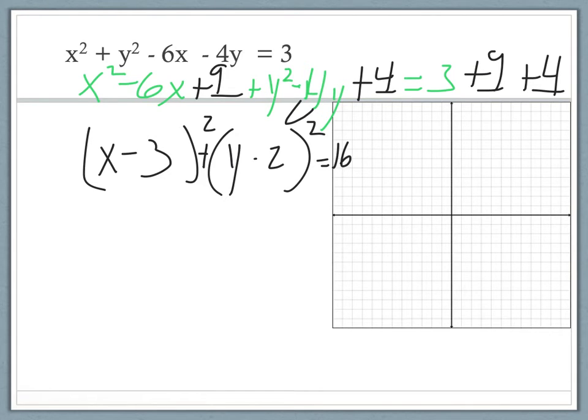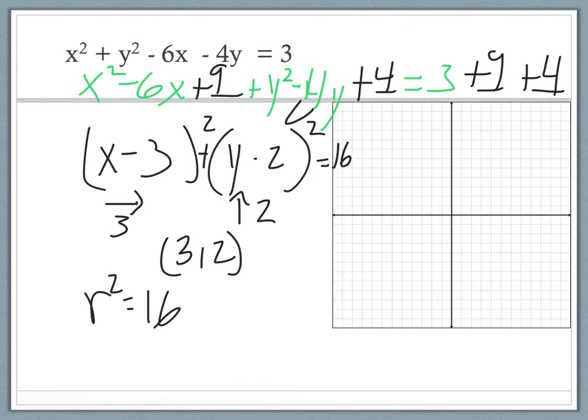Now that tells me that I'm going to go to the right 3 and up 2 to get my center. Or if you like to do it with h and k, our center is (3, 2). And our r squared is 16, so that means our radius is going to be 4. So let's go ahead and graph this.